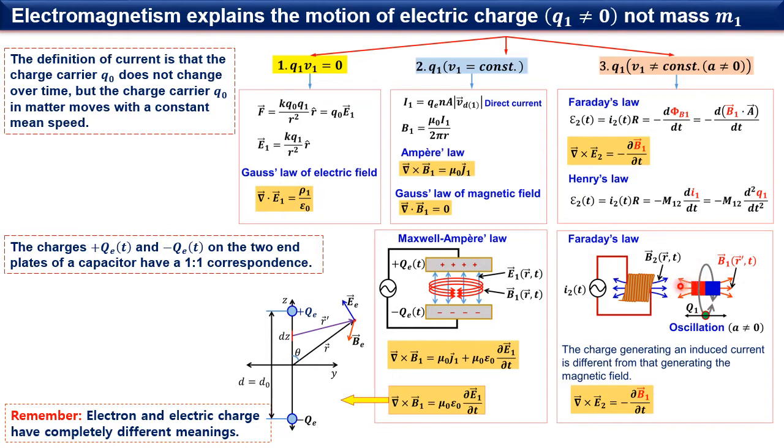The other mechanism is Maxwell-Ampere's law and the self-induction of Henry's law. Both laws show that an electric charge oscillates, and Maxwell-Ampere's law shows that only an oscillating charge emits an electromagnetic wave composed of electric and magnetic fields. So, I discovered that Faraday's law needs two electric charges and Maxwell-Ampere's law needs only one electric charge.